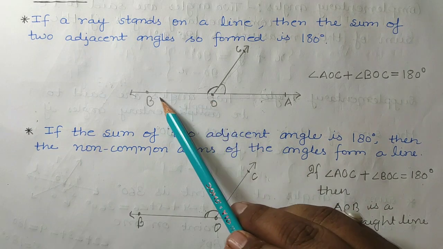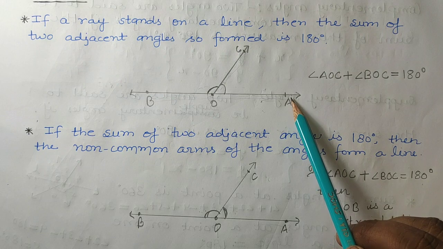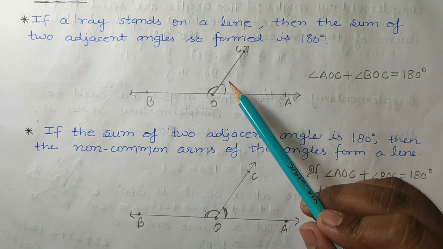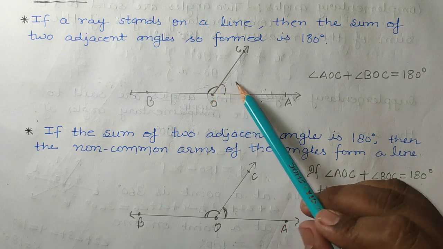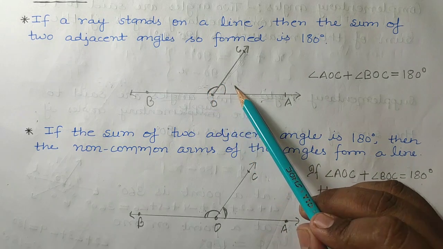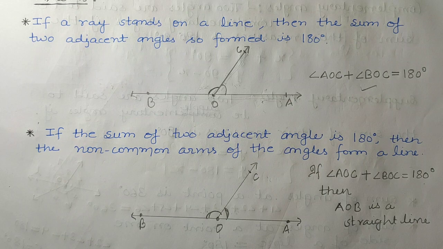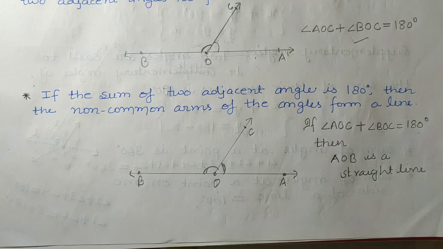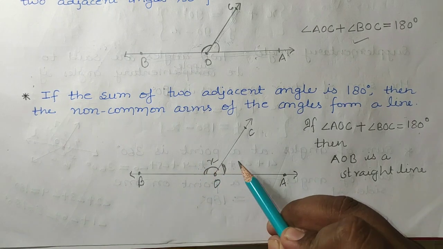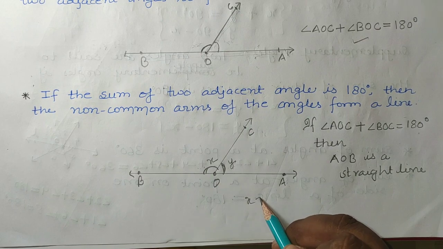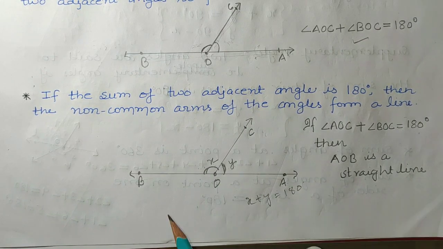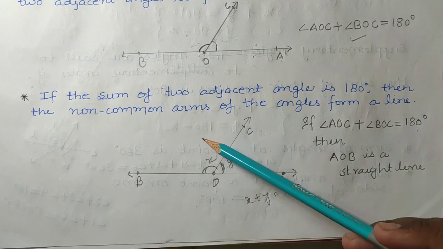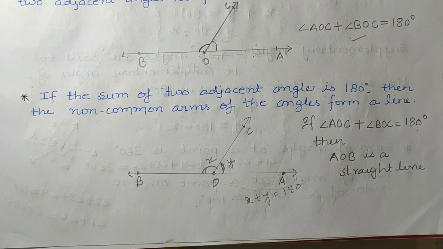So here, if BOA is a line and OC is a ray, then these two are adjacent angles, and the sum of these two will be what? 180 degrees. This was the first axiom. The second axiom was what? If the sum of two adjacent angles, like here x and y, if x plus y is equal to 180 degrees, then surely BOA will be what? A straight line. If the angles are a linear pair, then this line will be 180 degrees, meaning a straight line.